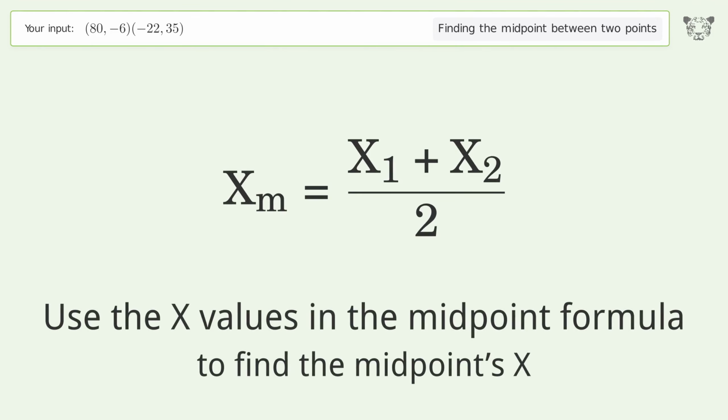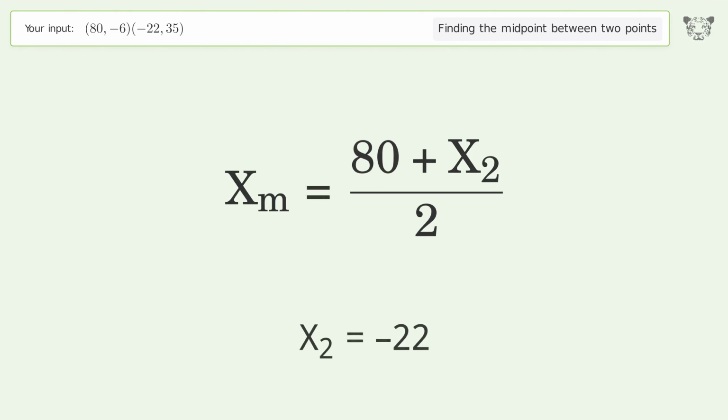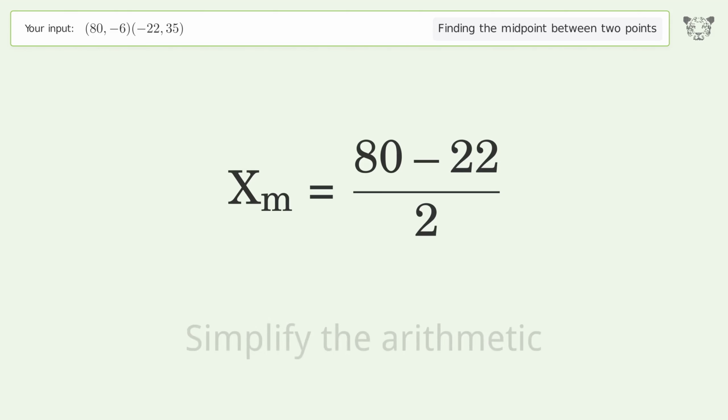Use the x values in the midpoint formula to find the midpoint's x. x1 equals 80. x2 equals -22. Simplify the arithmetic.